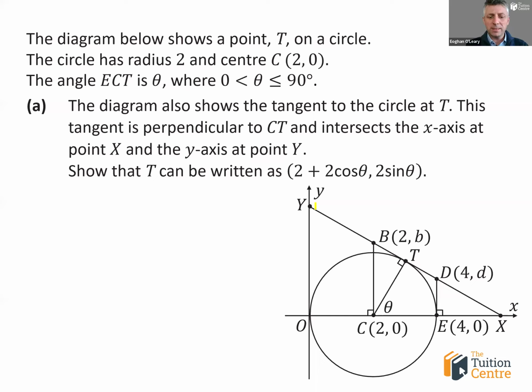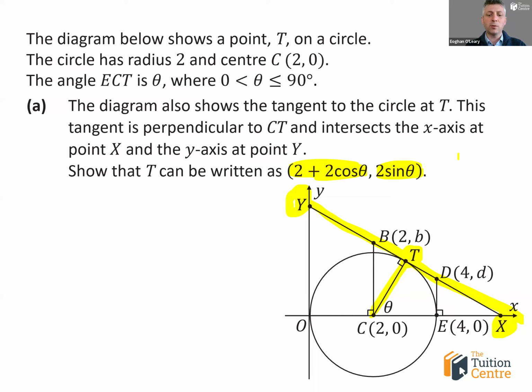The diagram then shows the tangent at T to the circle, okay? It is perpendicular to CT, and that's going to be important later in the question. So that's a right angle there. It intersects the x-axis at the point X, here we go, and the y-axis at the point Y. And then it says, show that the point T can be written as (2 + 2 cos theta, 2 sin theta).